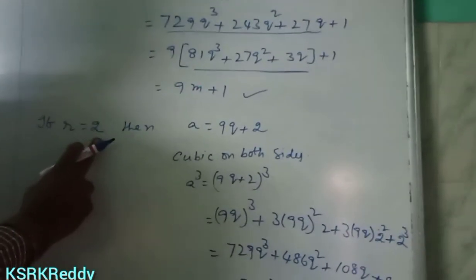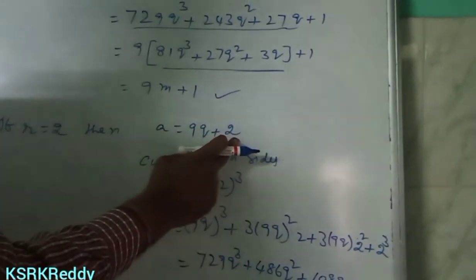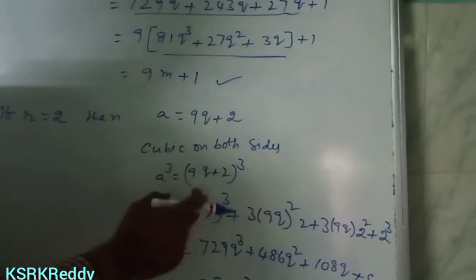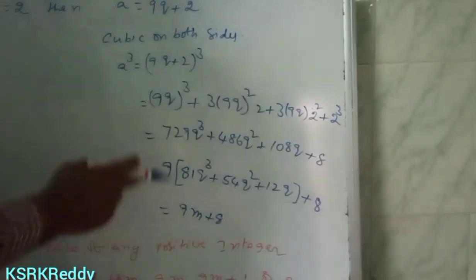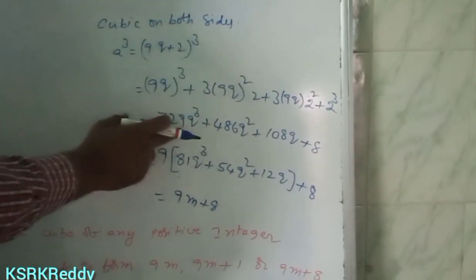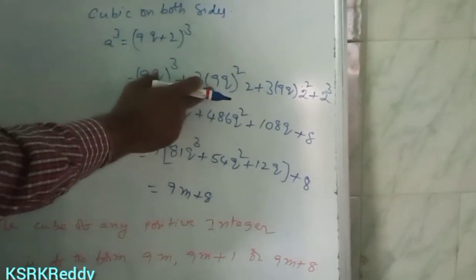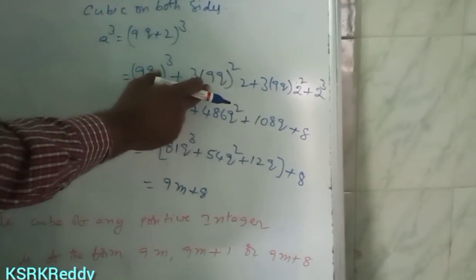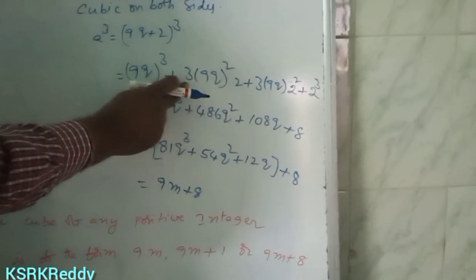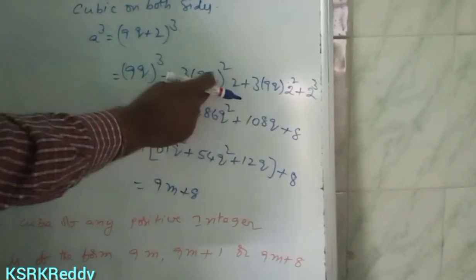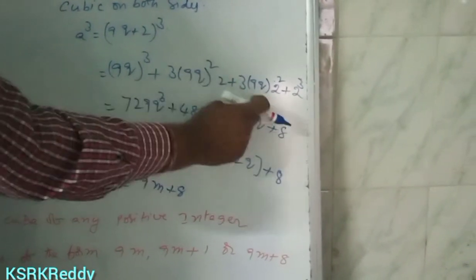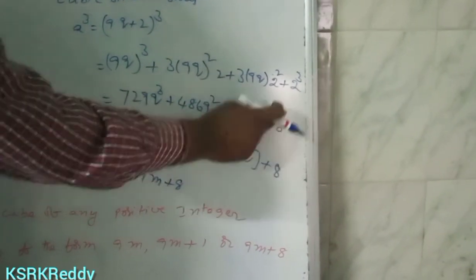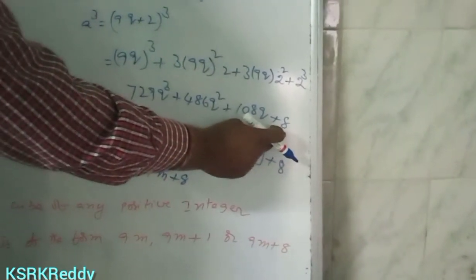And if r is equal to 2, then a is equal to 9q plus 2. Cubing on both sides, it is also (a plus b) whole cube: a cube plus 3a square b plus 3ab square plus b cube. (9q) whole cube is 729 q cube, plus 3 times 9 square, 9 square means 81, 81 times 3 is 243, 243 into 2 is 486 q square. 2 square means 4, 4 times 3 is 12, 12 into 9 is 108 q, plus 2 cube, which means 2 multiplied 3 times, equal to 8.